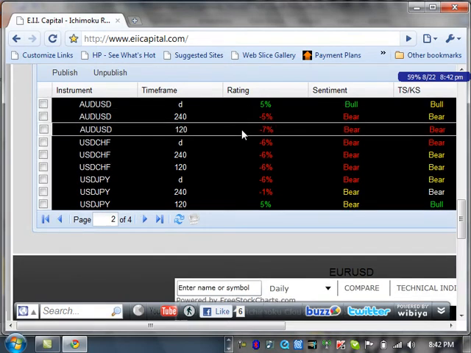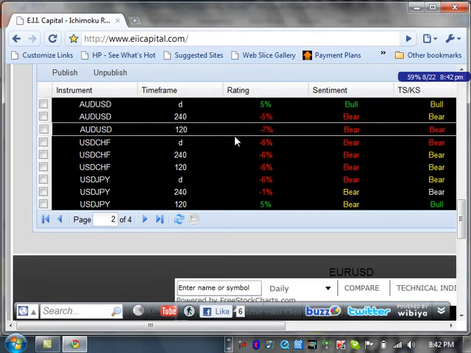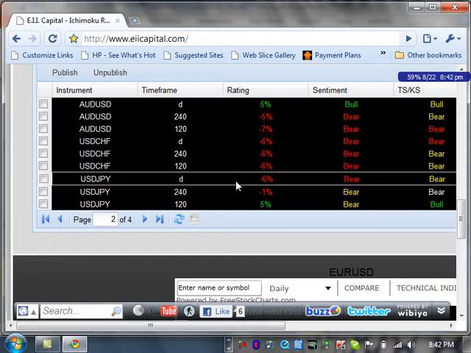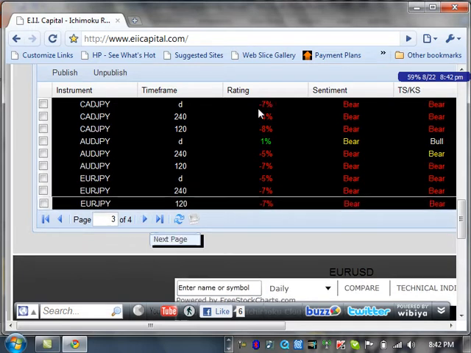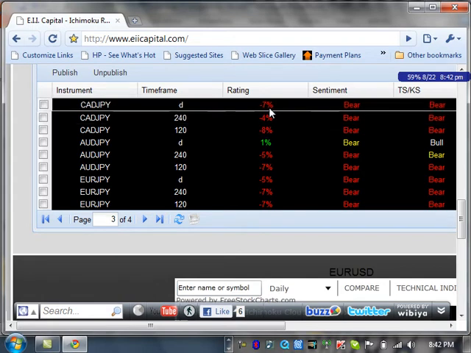If you look here, all the lower time frames, the 120 and 240, are pretty much consistent, and the dailies are weakening now. So it seems like the lower time frames are starting to influence the higher right now. USD yen is the exception here. We'll have to look at that one, see what's going on there. CAD yen, pretty much across the board. The only thing that's weak now is the 240, but the daily is starting to slowly break down too.